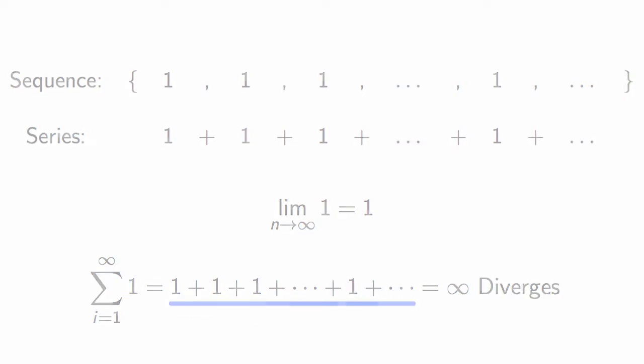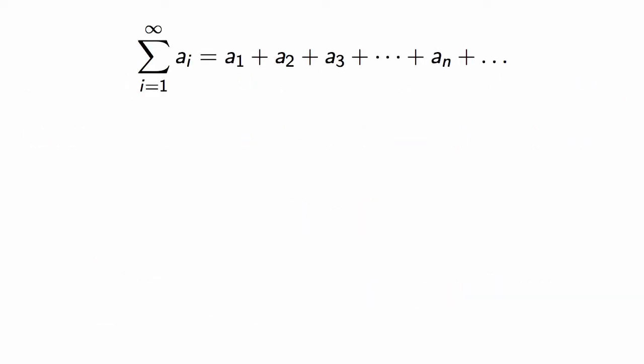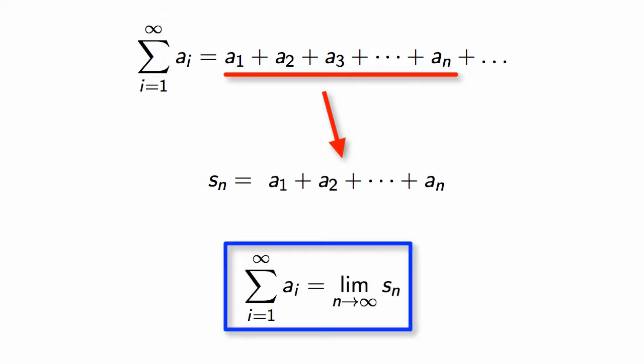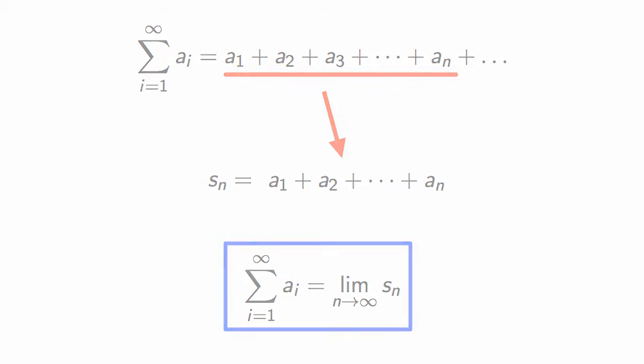Since we cannot actually add an infinite number of things together, we must define a sum of a series using what are called partial sums. The nth partial sum of a series is obtained by adding the first n terms of the series together. Using this idea, we define the sum of a series as the limit of its partial sums as n goes to infinity. Let's try an example.